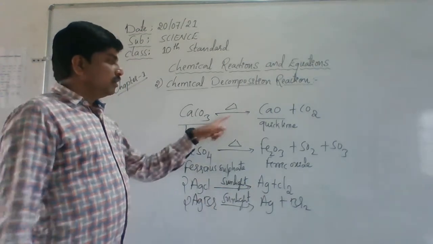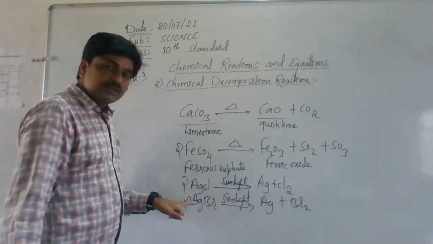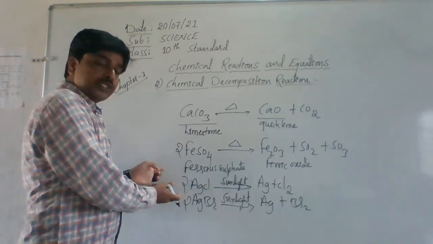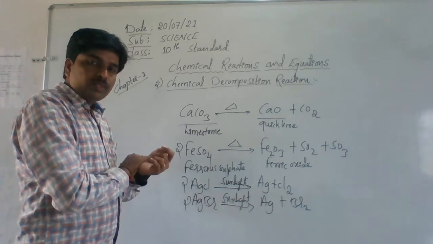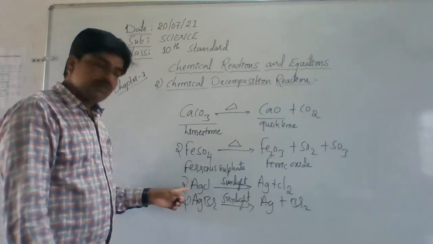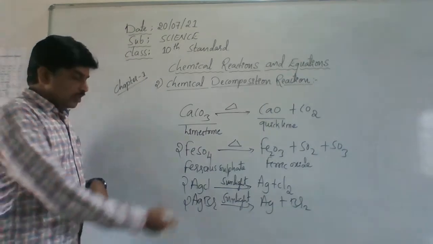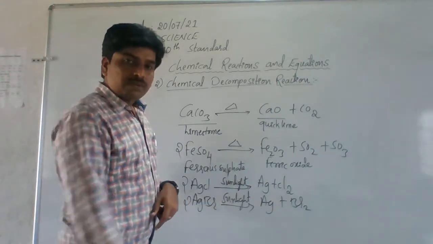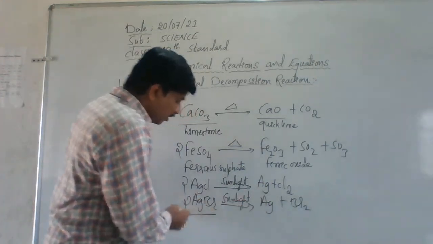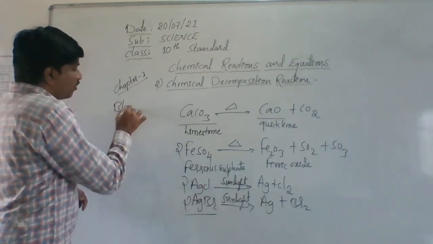Understand? See students, here we are giving heat, but observe these two reactions. In these two reactions, we did not heat the reactants. We just expose these two compounds to the sunlight. We are not heating them. We are just exposing silver chloride and silver bromide to the sunlight. By utilizing the energy of the sun, they break down to form more than one product. Remember, this silver bromide, in ancient days, was used in black and white photography.